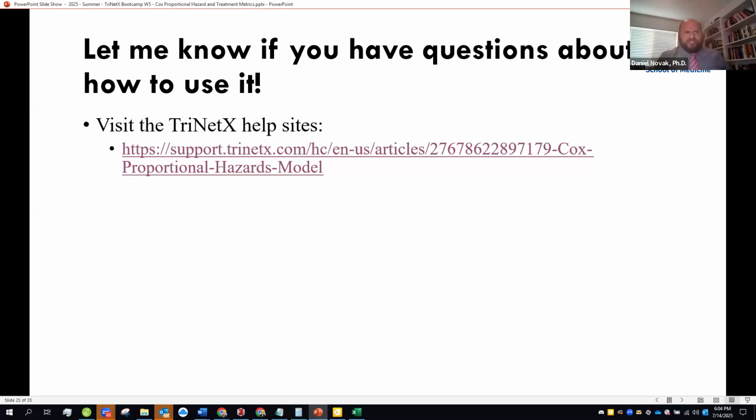Before we go on, do I have any questions or thoughts about the Cox proportional hazards model today that might be of use?